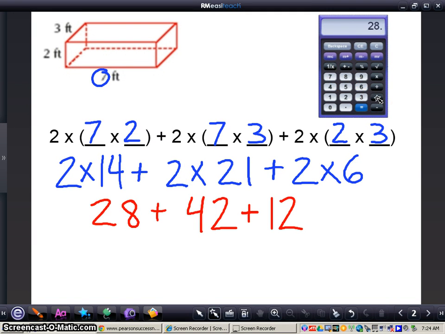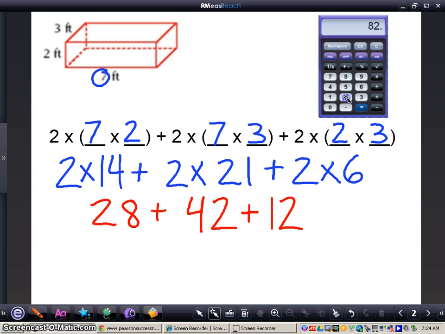28 plus 42 plus 12 equals, that's 82. Now I'm going to check this. I'm going to do this one more time, because whenever you're working with a calculator, sometimes you can mess up. So it's important to do a problem like this that's a little bit longer 2 times to make sure you typed in all the right numbers.